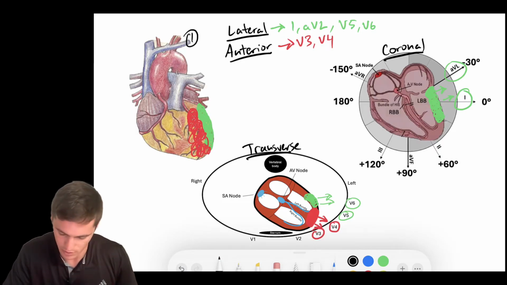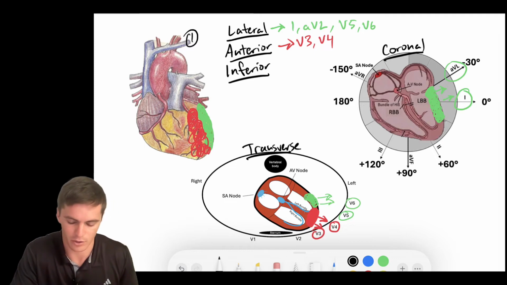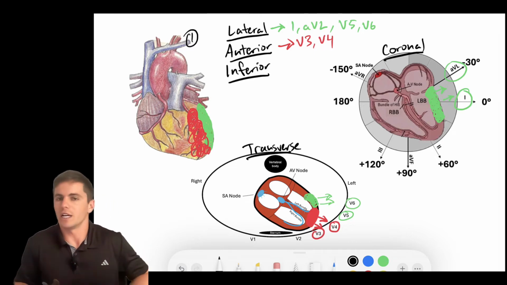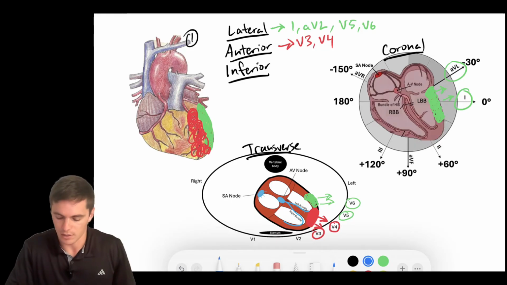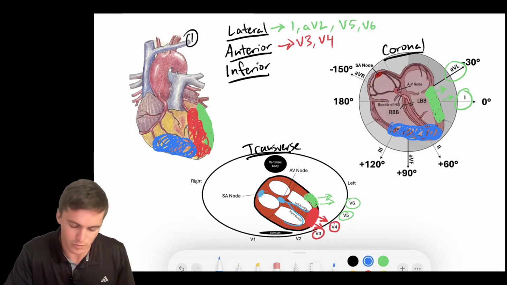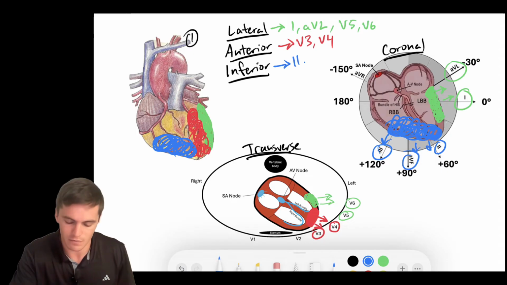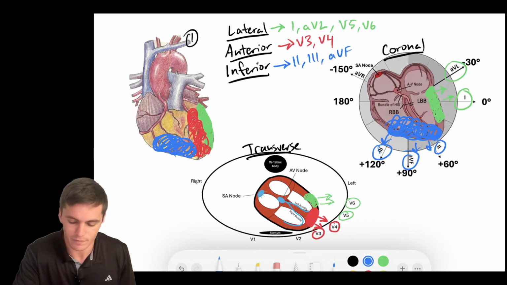The next region that we're going to talk about is the inferior aspect of the myocardium. The transverse plane doesn't pick up any of those inferior signals, but the coronal plane does. And so here in, say, blue is our inferior aspect of the myocardium, right? It's also over here. I'll do it in blue over here too. So it's inferior. You see in our coronal plane, we also have our inferior. And look at the leads that are picking up those signals, right? Leads 2, leads 3, leads AVF. So the inferior leads are predominantly leads 2, leads 3, and leads AVF.